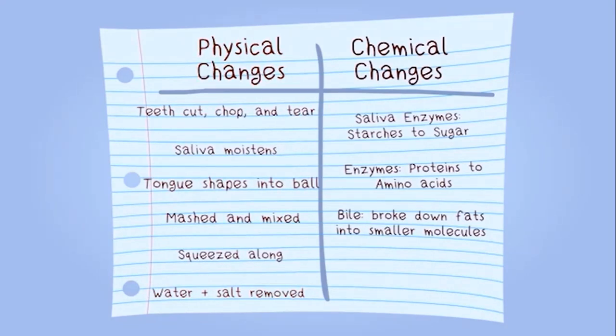Right. But in all these changes, we got something new. In the mouth, starch is turned into sugars. In the stomach or the small intestines, other enzymes turn proteins into amino acids, or break down fat into smaller molecules. That's all chemical change.